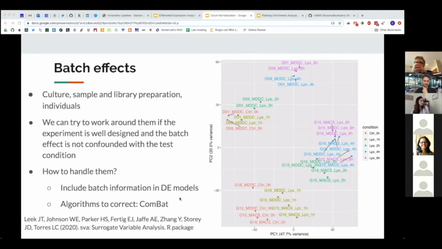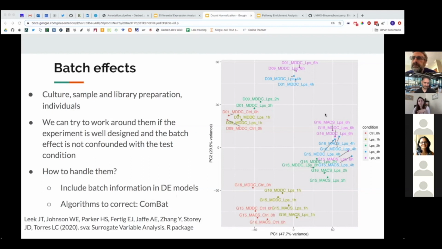And the last thing I want to briefly say is that you can also still have batch effects in your data. So normalization will not take care of batch effects. Even after normalizing for the library depth and for the gene length, you can still see batch effects that will bring your samples apart, and they are mostly due to different culture conditions, different sample and library preparation methods, and even having different individuals. So we can try to work around them if your experiment is well designed and the batch is not confounded with your test conditions.